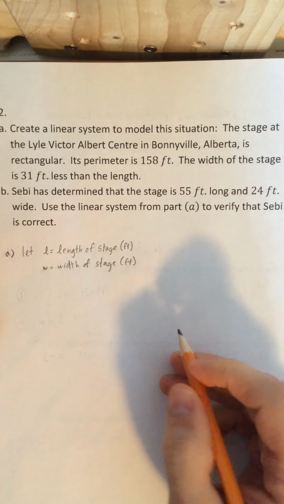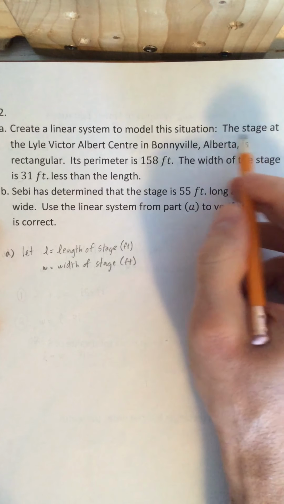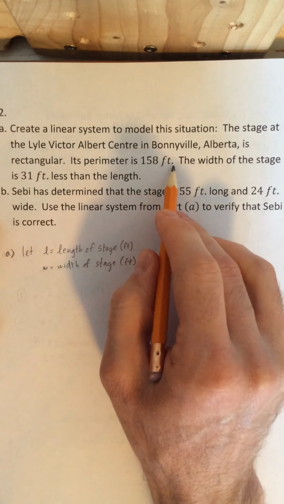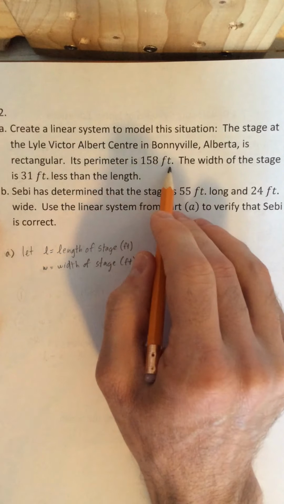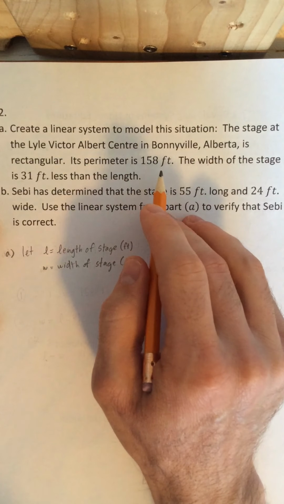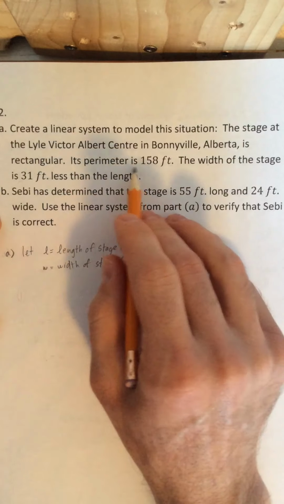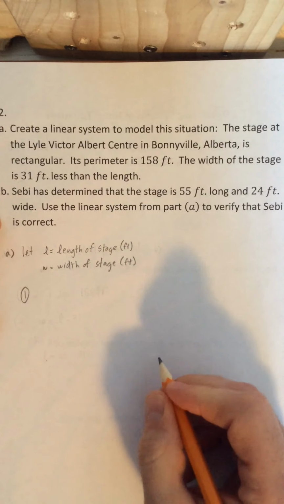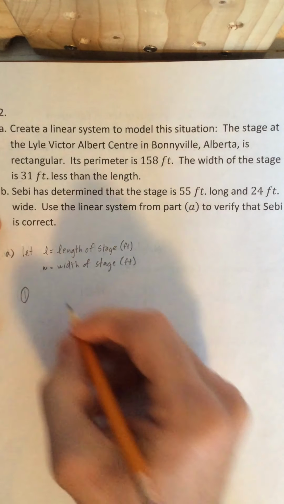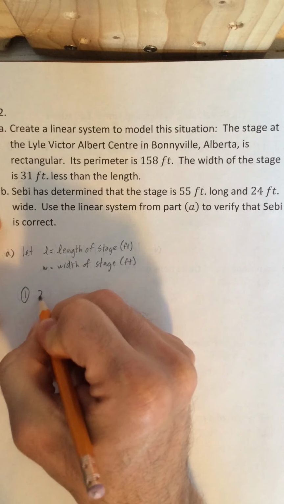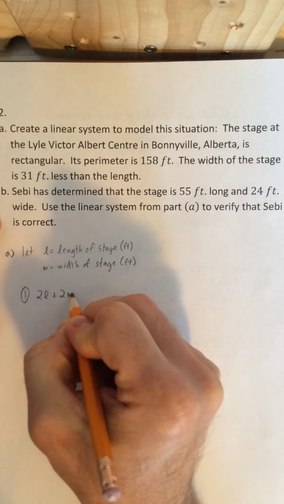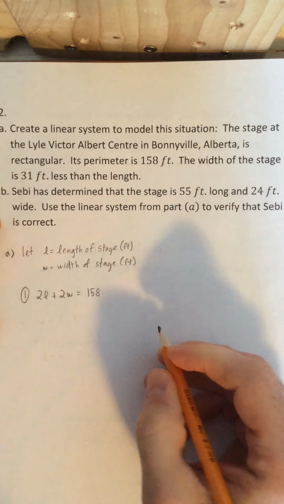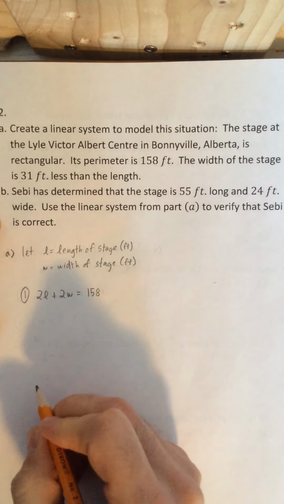Now to write these 2 equations, when you're talking about a word problem situation, typically where you see these numbers and there's a sentence, most of the time each sentence with the numbers in it represents an equation. It isn't always, but in this case it is. So its perimeter is 158 feet. So we can figure out one equation from this. Since the perimeter is 158 feet, when we're talking about a rectangle, 2 lengths plus 2 widths will equal our perimeter, which is 158 feet. So 2L plus 2W equals 158.